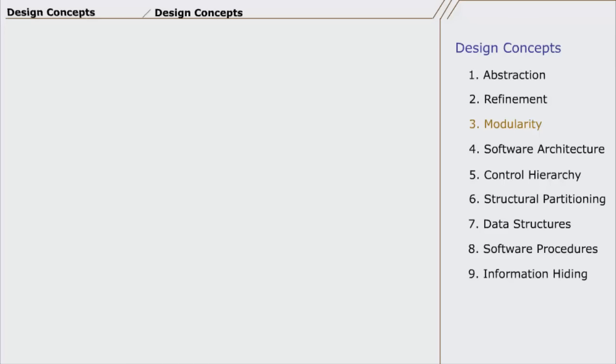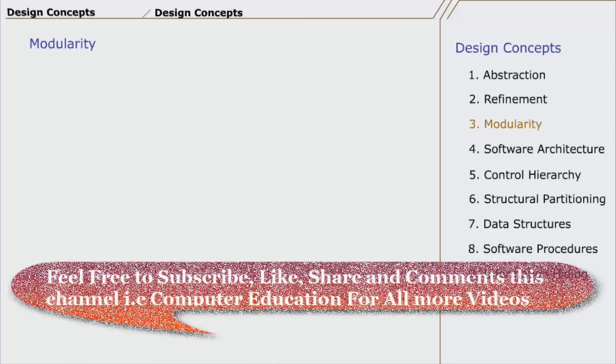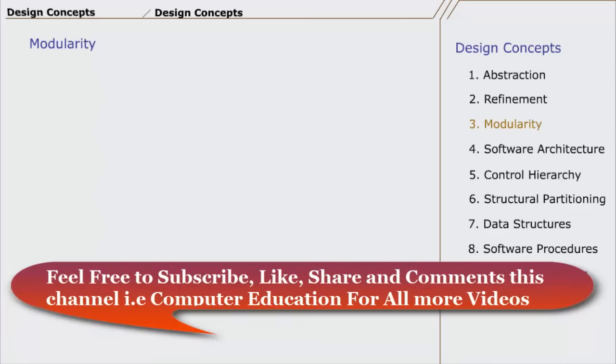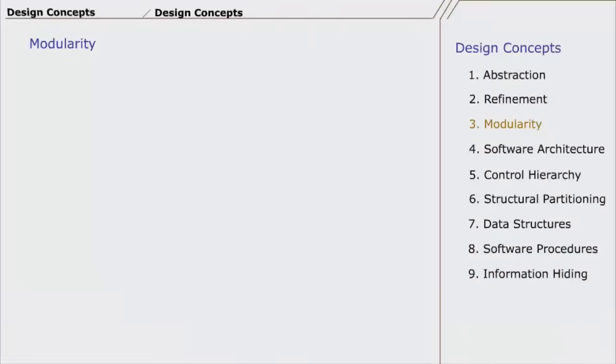Number 3. Modularity. Software is divided into separately named components called modules that are integrated to satisfy the problem requirements. It leads to divide and conquer strategy, that is, it is easier to solve a complex problem when you break it into manageable components. A design method can be evaluated with respect to its ability to define an effective modular system.